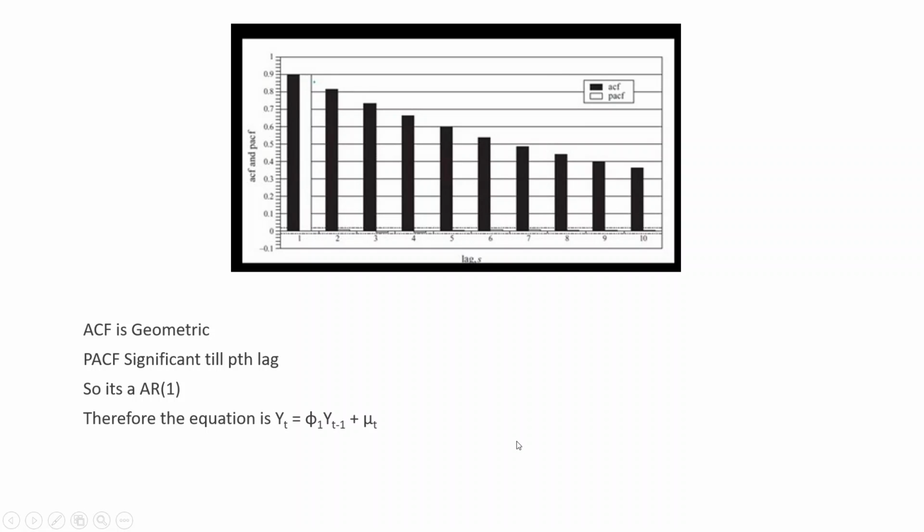Now let us try to understand this one. We have the geometry in ACF and in PACF one spike is there. Clear-cut case of AR1. So Yt is equal to phi1 Yt minus 1 plus ut.